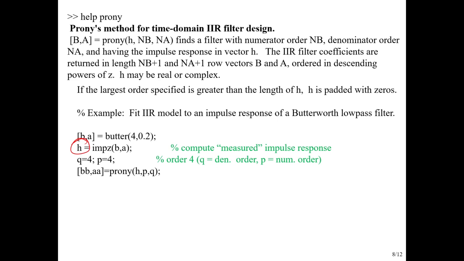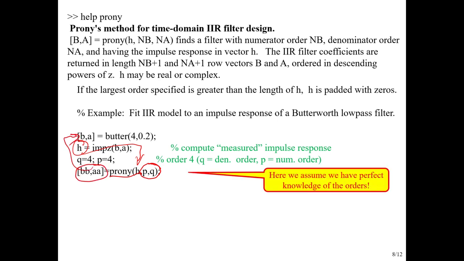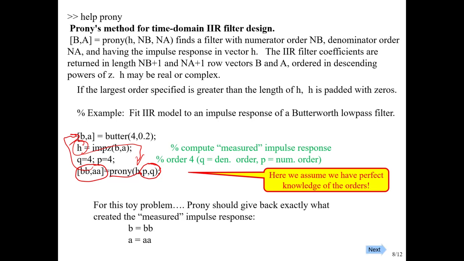And now I'm going to try to guess the B and A from my measured impulse response. So I'm going to guess fourth order. I know from my previous commands that it is fourth order. So if I were to look at this B and A that come out, they are both 4 coefficients. So I put in my measured H, I put in my assumed orders, and I run prony. Prony does all of the math that we just talked about. And so in this simple case, we would expect these to be exactly equal to those. And in fact, it does. So if you were to run this toy problem, you would see that you get exactly the right answer.